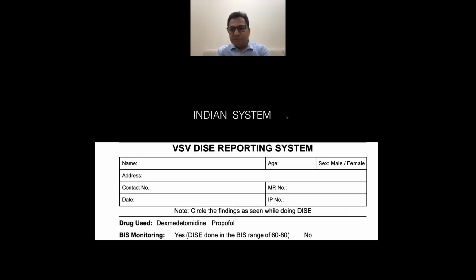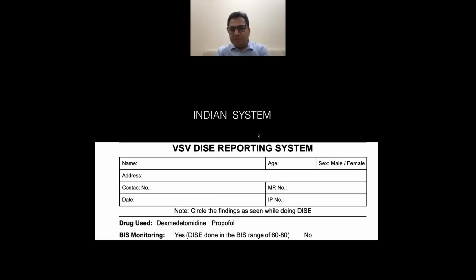Now, we are working on an Indian system, which is not a classification system, but it is a reporting system, because classification makes it quite simple. And we have seen that even in velum, there's an upper part and a lower part. So we want to see right from the tip of the nose to the vocal cords, to the epiglottis. So we have been working on an Indian reporting system. VSV is for me, Vikas, Srinivas, and Vijay. We three worked on this before.